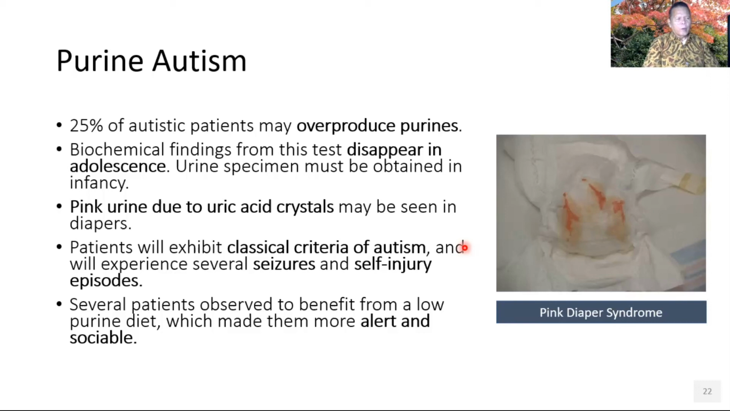Several patients were observed to benefit from allopurinol, which made them more alert and sociable. So let's see this figure on the right side, pink diaper syndrome. We can see this one. This is pink urine due to uric acid crystals.